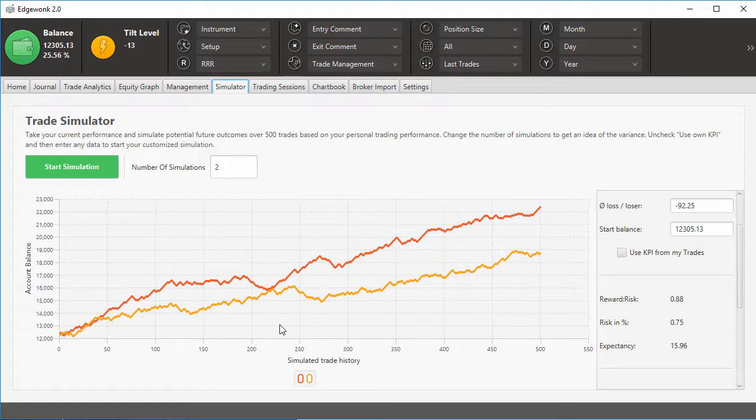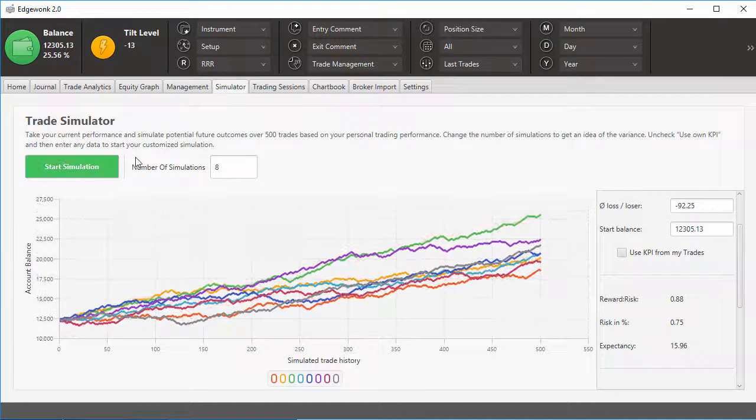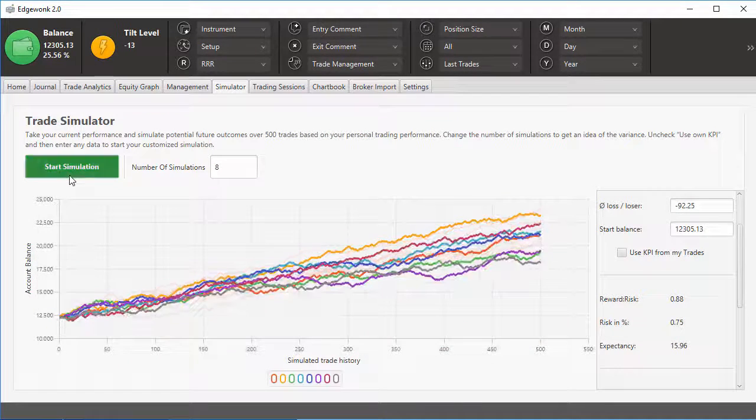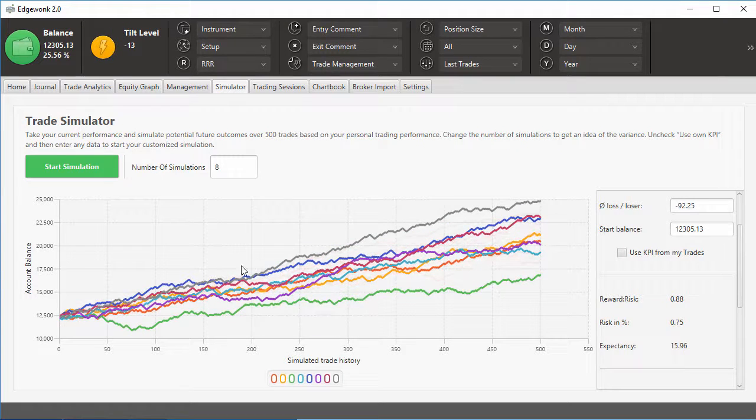And so finally we come to our trade simulator, which is a very good confidence builder. And if you find yourself in a drawdown, it is always advisable to come here to the simulator, see how your potential account performance or development could look like over the long term, start a few simulations to get an idea for drawdowns and swings.